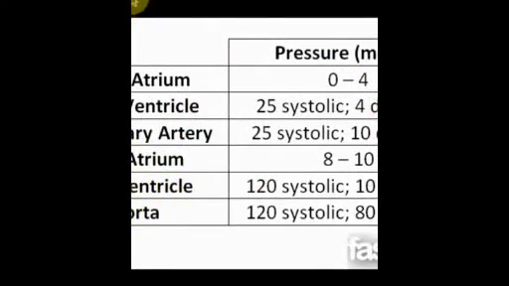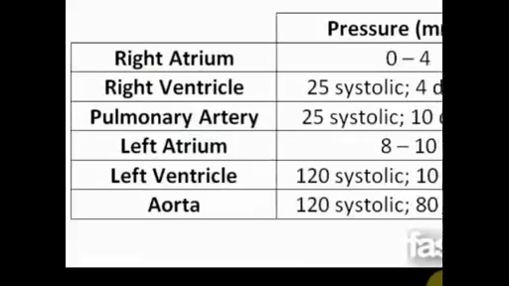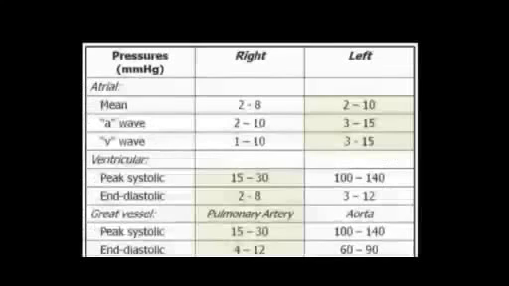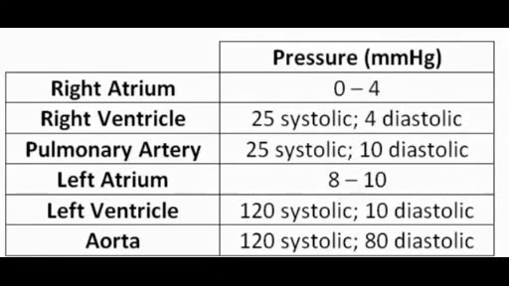Then the 22nd gives you the measurement of the pressure inside each chamber. This is in millimeters of mercury. In medicine, everything is measured in millimeters of mercury. So you see in the right atrium the pressure is from 0 to 4. Then in the right ventricle it is like 25 millimeters of mercury during the systolic movement. Systolic means when your chamber contracts and pumps the blood through. And 4 for diastolic. Diastolic is when your chamber relaxes. So here you have two pressures: during the contraction, 25, and during the relaxation, 4 millimeters of mercury.